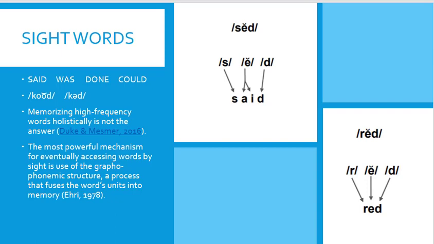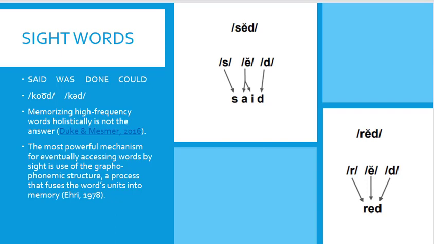The term sight words is often used in discourse related to early reading and phonics. Generally, the term sight words refers to a high-frequency word that is difficult to read according to just its phoneme-grapheme connection. For example, said, was, done, could. Notice that when you read through the whole word could, C-O-U-L-D, it doesn't sound the way it looks.